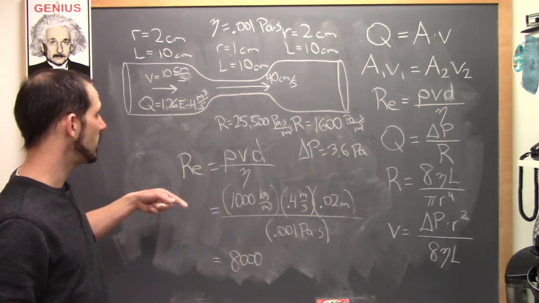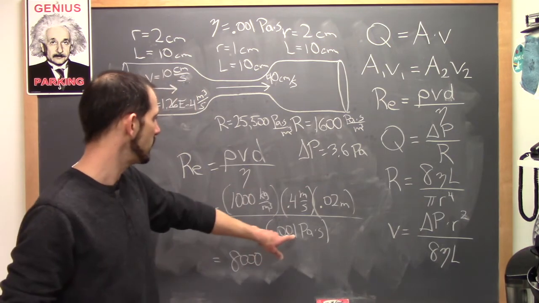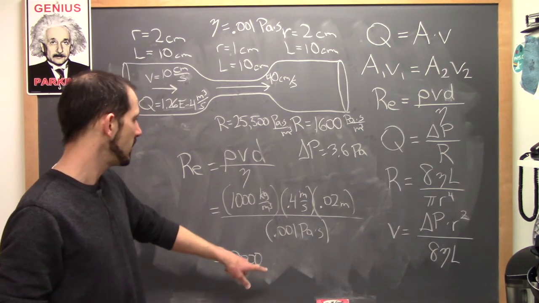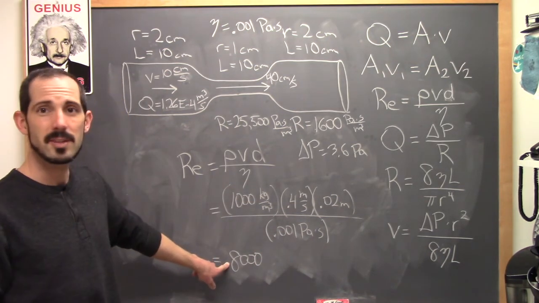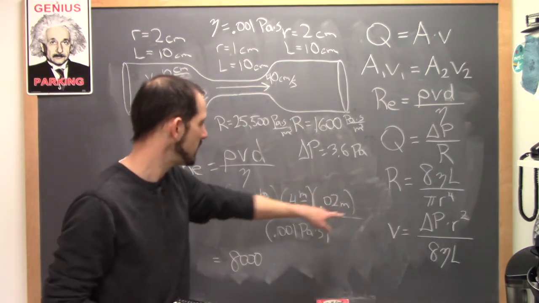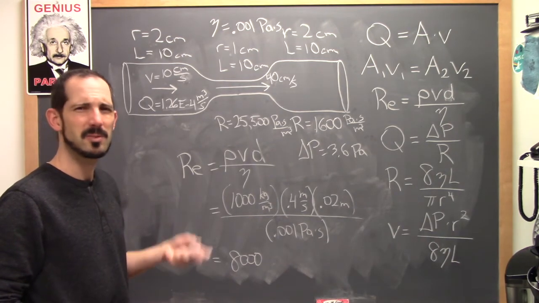Interestingly, if this were blood flow, of course all these numbers would be a little bit different, but let's say these were the numbers we had for blood flow. Blood is 0.004, so that actually means this whole value would be divided by 4, so your Reynolds number would be around 2,000. So if blood was moving through these pipes with all of these same values, then we would have just barely laminar flow.